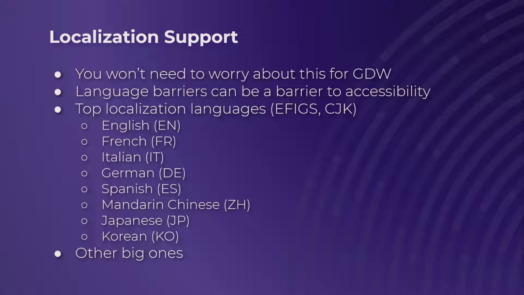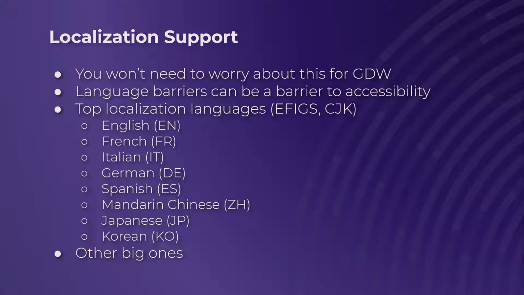And the next acronym is CJK, which stands for Chinese, Japanese, and Korean. And usually the language of Chinese that's done is Mandarin, just because it's the most widespread. And this will cover the three biggest Pacific Asian markets.